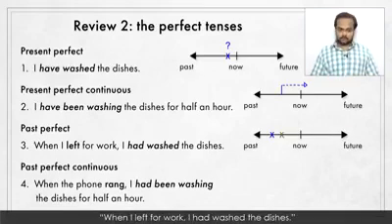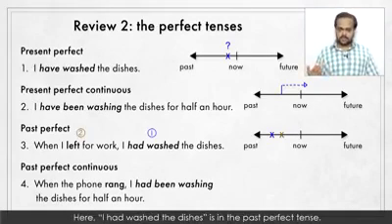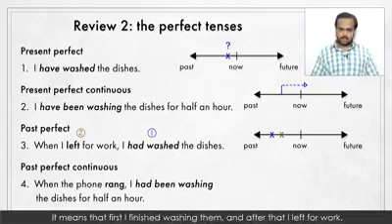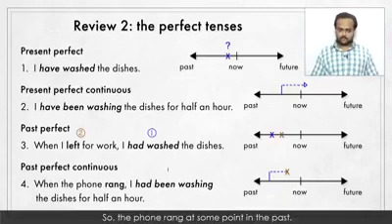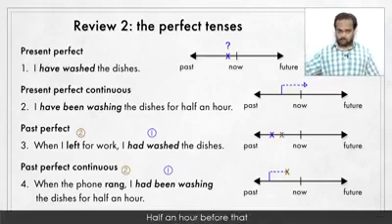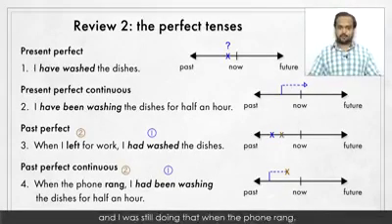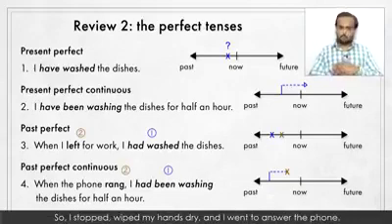When I left for work, I had washed the dishes. Here, I had washed the dishes is in the past perfect tense. It means that first I finished washing them and after that I left for work. When the phone rang, I had been washing the dishes for half an hour. So the phone rang at some point in the past. Half an hour before that, I started washing the dishes and I was still doing that when the phone rang. So I stopped, wiped my hands dry, and I went to answer the phone.